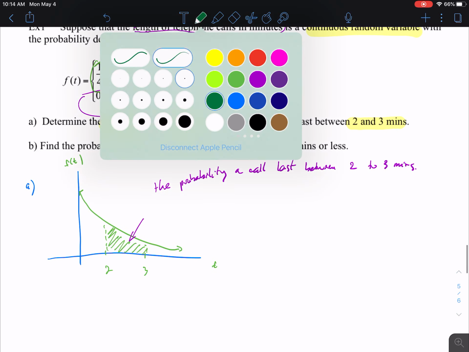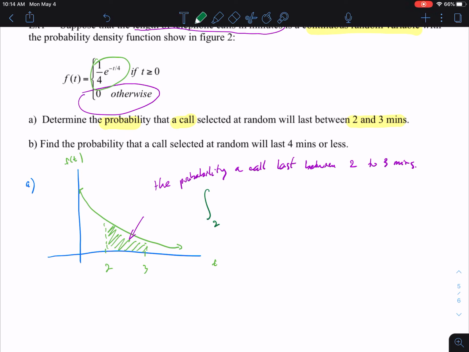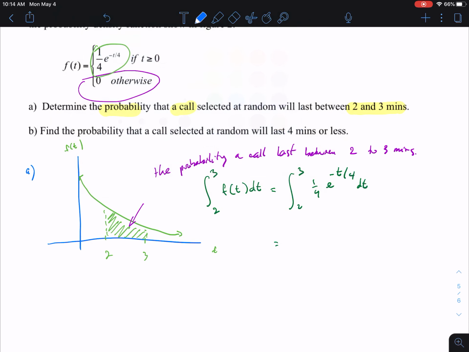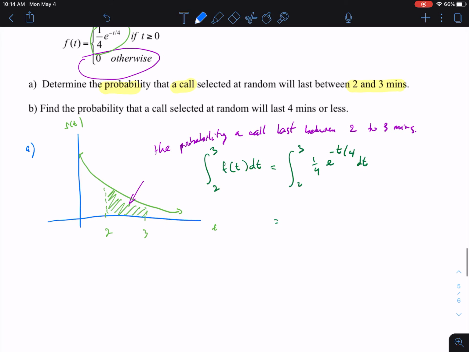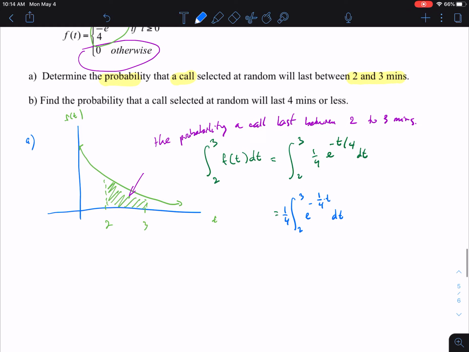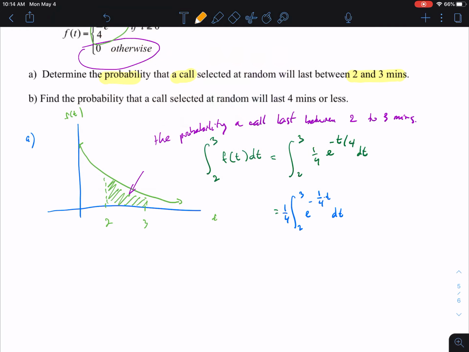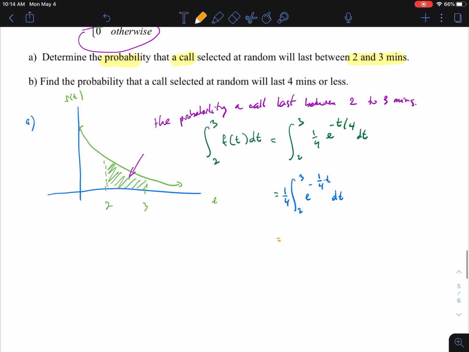So to do that, we're just going to set up the definite integral from 2 to 3 of f of t dt, and then plug in our f of t function. So this is just integrating e to some constant times the variable t. I'm going to rewrite this a little nicer so you can see what's going on. I pull out the constant, and I also rewrite negative t over 4 as negative 1/4 times t.